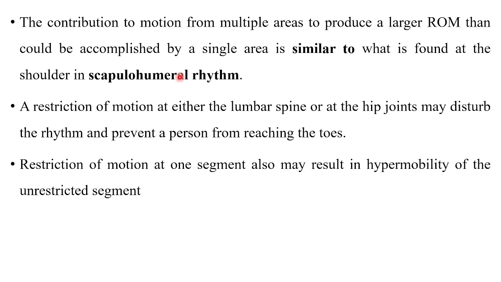So similarly, there is another rhythm, or combined motions, occurring in the lumbopelvic region, that is known as your lumbopelvic rhythm. A restriction of motion at either the lumbar spine or at the hip joints may disturb this rhythm and prevent a person from reaching the toes. Restrictions of motion at one segment may result in hypermobility of the unrestricted segment. So there will be some compensatory motions happening in order to complete or maintain this particular lumbopelvic rhythm. So if one motion is restricted, the other segment will be compensating for the completion of the task, and finally this leads to hypermobility of that particular segment, which is compensating.